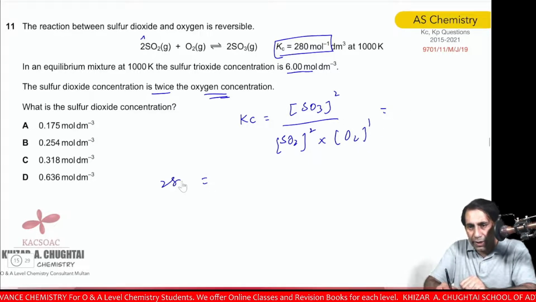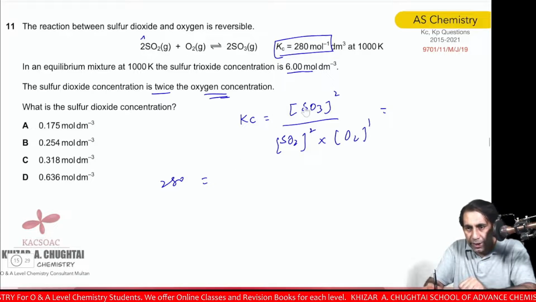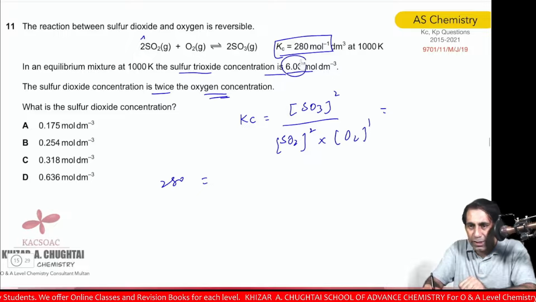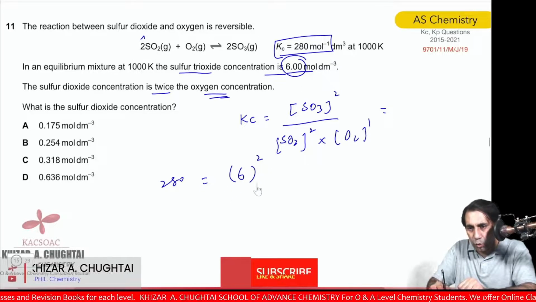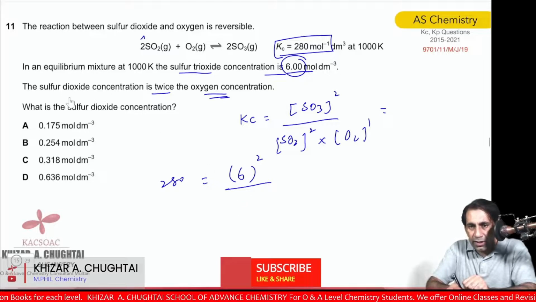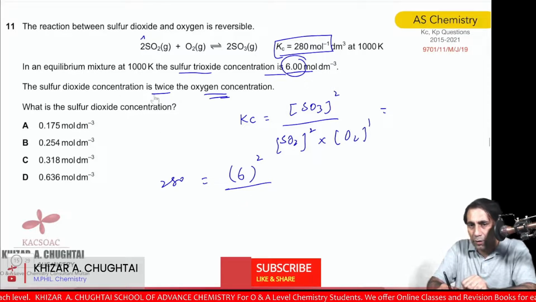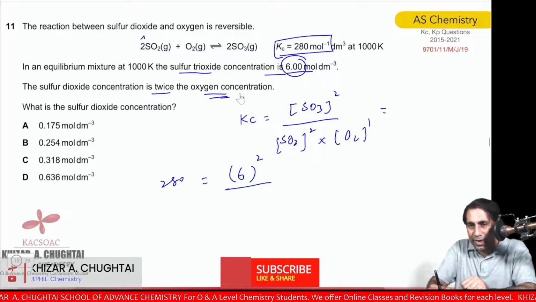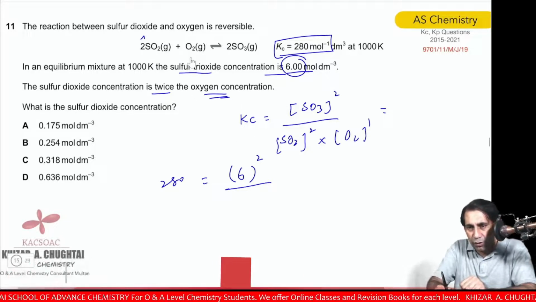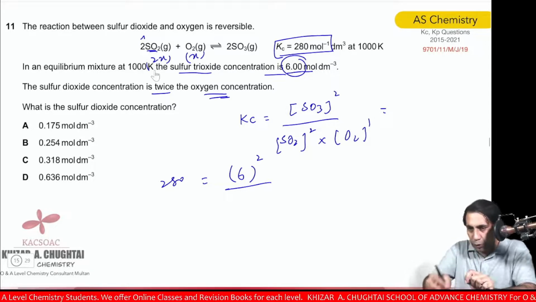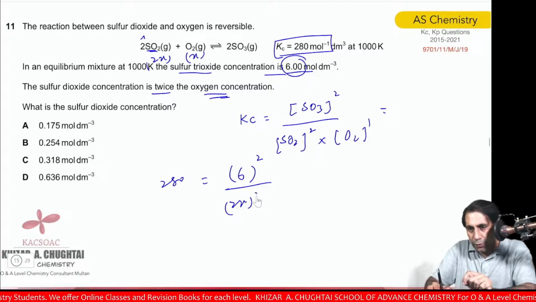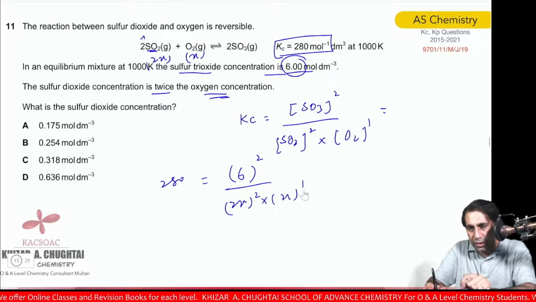The answer of Kc is equal to 280 once again. And SO3, what is the concentration of SO3? This time SO3 is given, that is 6 mole per dm cube. 6 raised to power 2 divided by the concentration of sulfur dioxide, which is twice the oxygen. Let's suppose the concentration of oxygen is equal to X. So at that time, the concentration of SO2 will be equal to 2X. So I'm going to put 2X over here, raised to power 2, and X for oxygen raised to power 1.